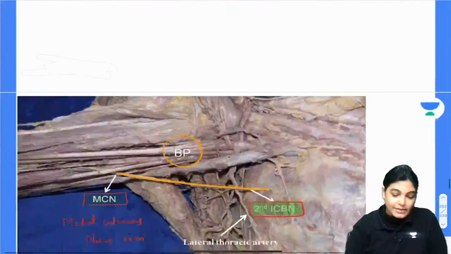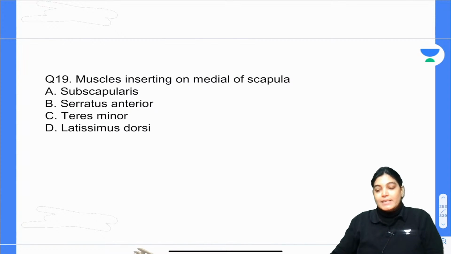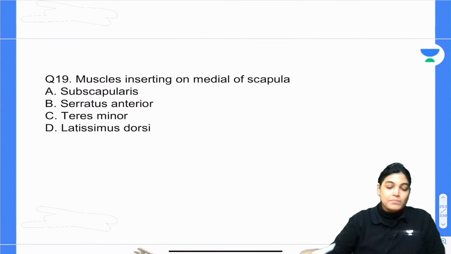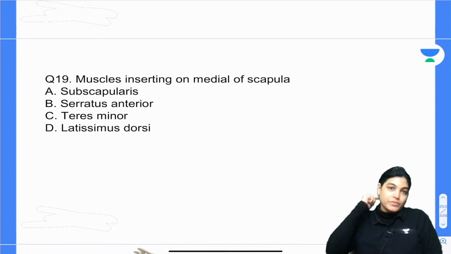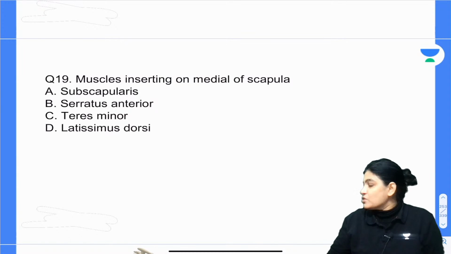Okay, let's move on to the next, question number 19. Muscle inserting onto the medial aspect of scapula. Options are subscapularis, serratus anterior, teres minor, latissimus dorsi. Aspirants, those who are listening, please let me know, are you understanding? Any doubt? Please feel free to ask your doubts by typing them in the messages. The muscles inserting onto the medial border of scapula, what are the muscles? Subscapularis, serratus anterior, teres minor, or latissimus dorsi? Which is the correct answer?